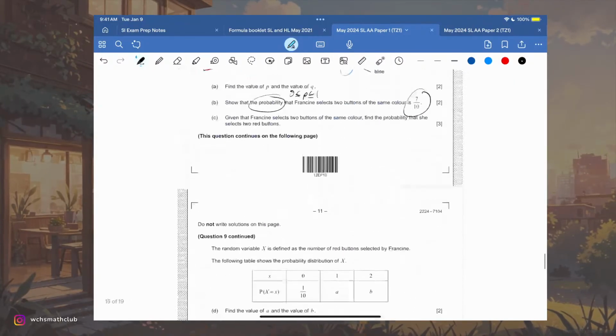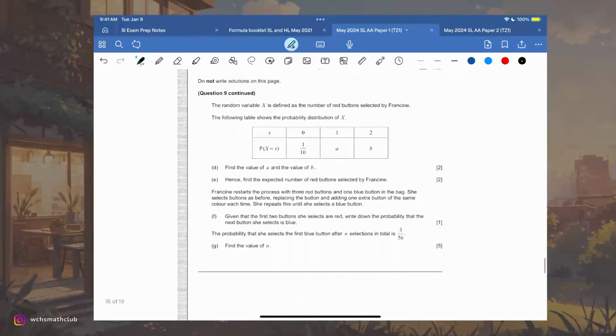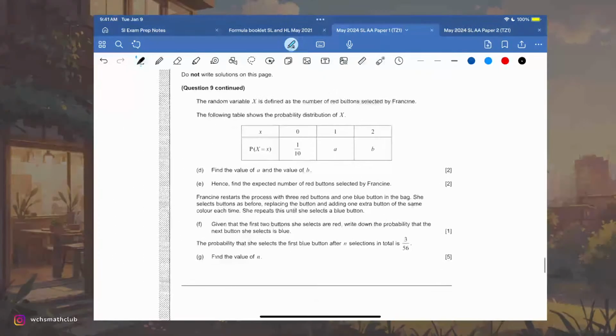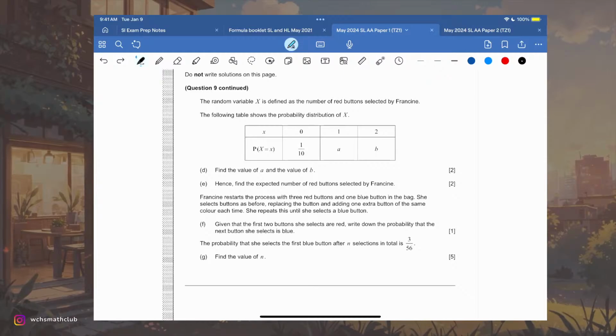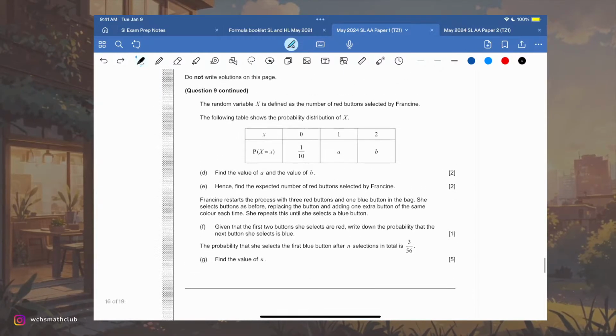Now for part D, we have what looks like a probability distribution table. So what this is essentially saying is that in order for this case x to be 0, there's a 1 out of 10 chance of happening. And then same thing for 1 and 2, except the chances of happening are A and B.